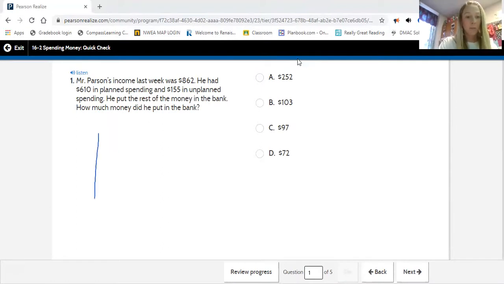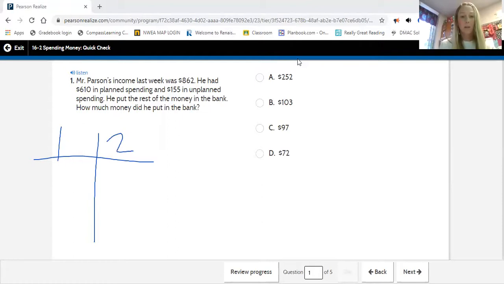Since it's a two-step problem, I want to have my T-chart. Keep everything nice and organized. Okay. We could do this two different ways. We could take 862 and subtract from that, get our total, and subtract it again, and we'll get our answer. Or we could combine our spending. We could combine the 610 and 155 and then subtract. Either way, you'll get the same answer.